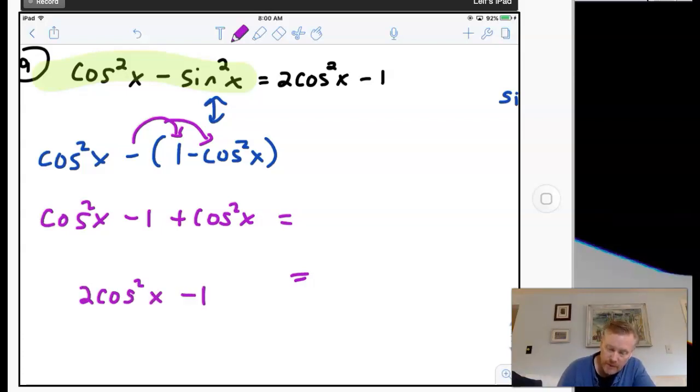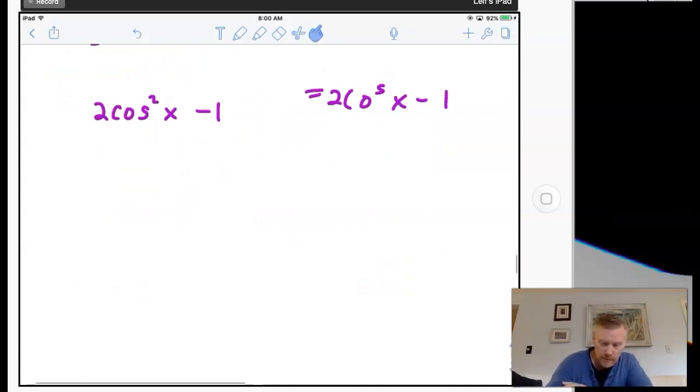And I'm done now, right? Because now I got that, which was my goal, is to get it to be that. Okay, so that one's done. Next one.